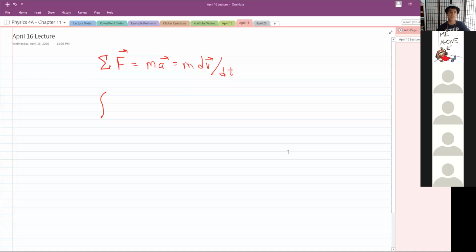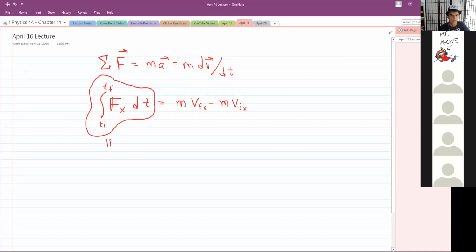So starting from Newton's second law, the sum of the forces equals ma. And again, I'm just looking at this in one dimension. What I derived for you was that the integral of Fx, the force in the x direction, integrated with respect to time, from some initial time to some final time, equals mass times my final velocity in the x direction minus mass times my initial velocity in the x direction. The left-hand side is what we define as impulse. And it's basically the overall effect of the force as a function of time.